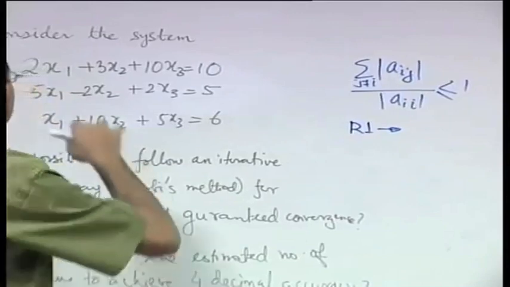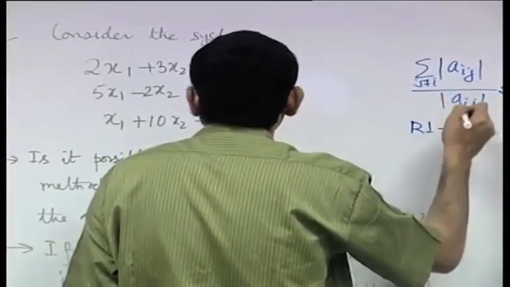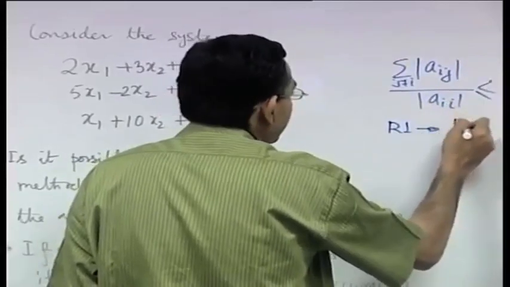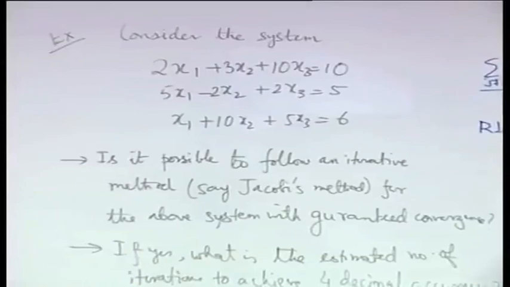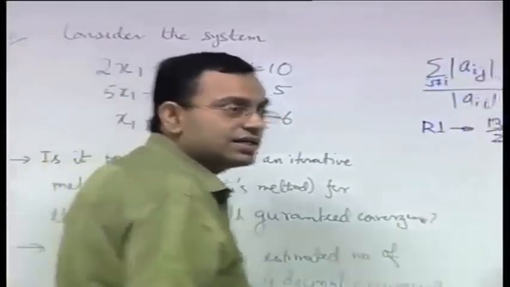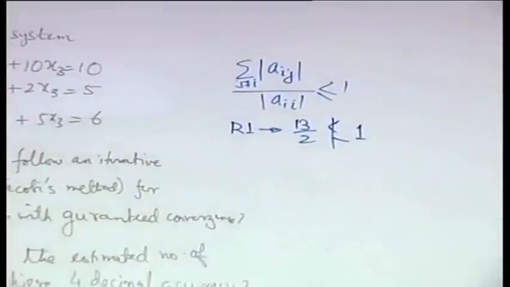So, the sum of the off diagonal terms is 2 plus 3 plus 10, that is 13, and the diagonal term is 2. So, straight away this does not satisfy the sufficient condition for convergence.